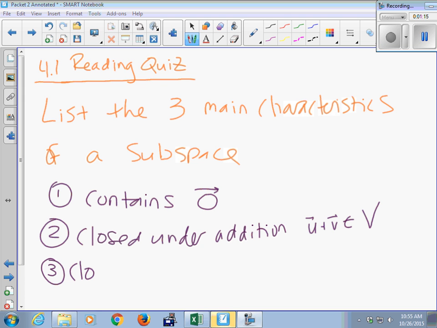And then the third one, closed under scalar multiplication. Same thing, that you never leave the space. If you multiply by any scalar, the result is still in the space. Right. If V is 3 space, if you pick any vector in 3 space and multiply it by any scalar you want, you get another vector in 3 space.